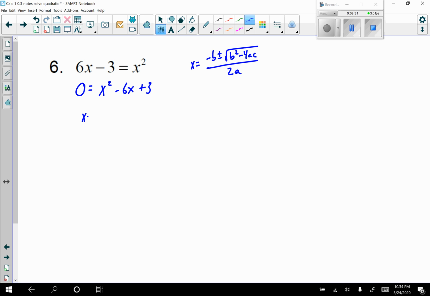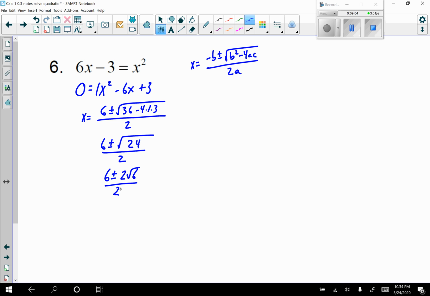We could say x equals. B is the negative 6. So we're going to have 6 plus or minus the square root of, do it in your head, 36, that's b squared, minus 4 times a, which is 1, times c, which is 3. And don't forget, all over 2 times 1, which is 2. So 6 plus or minus square root all over 2. Figure out the inside first. 4 times 1 times 3 is 12. 36 minus that is 24. 24 reduces to 2 root 6.